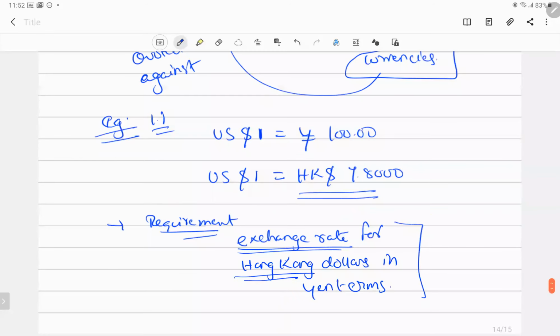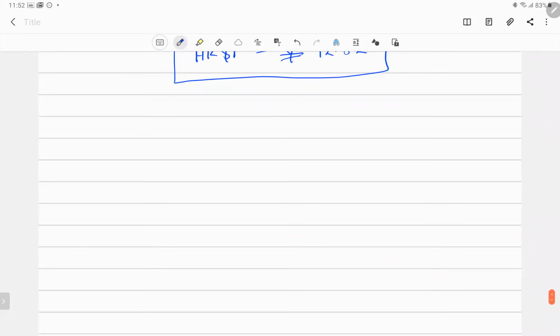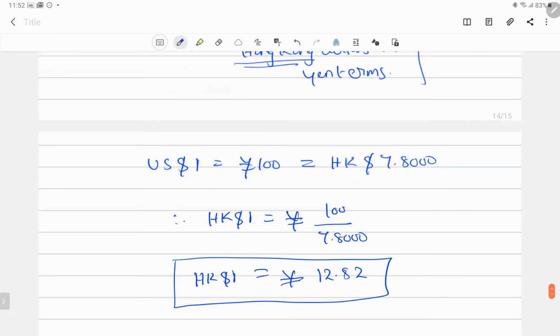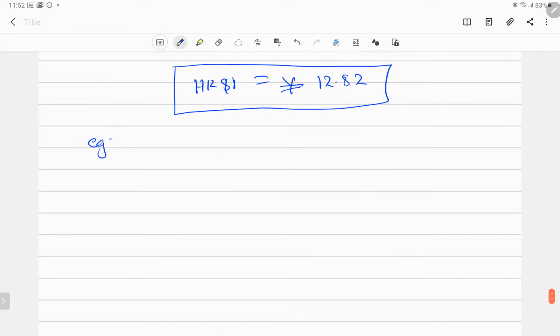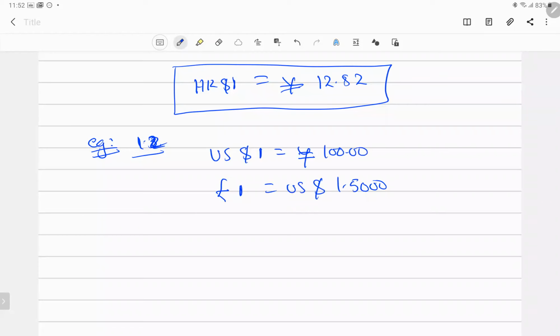One more example and with that we'll end, because some other classes are also there. Second example. Suppose US $1 equals 100 yen, and 1 pound is equal to US dollar 1.5000.